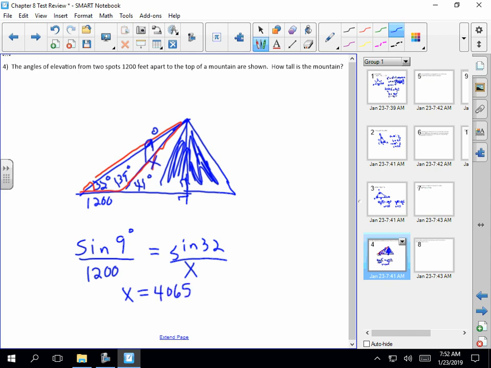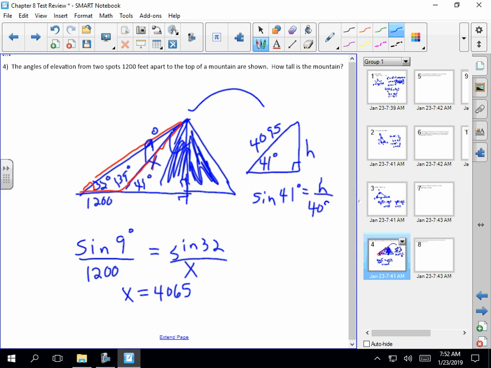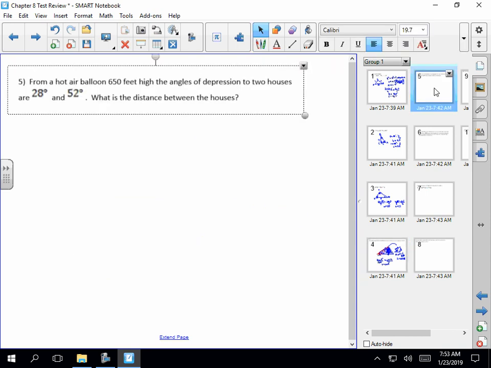And then I'm just using this right triangle right here to find the height. This is 41 degrees. I now know this is 4,095. So I can set up sine 41 degrees equals opposite h over hypotenuse 4,095. So the height equals about 2,667 feet. That's number 4.